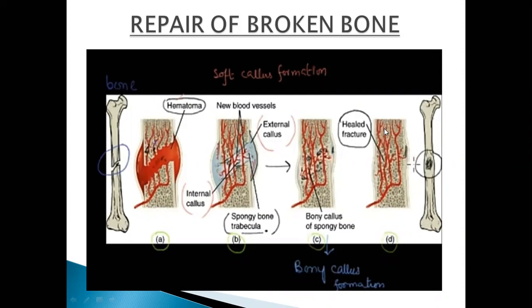Bone formation begins within 3 to 4 weeks with the help of osteoblasts and osteoclasts here. What is the function of osteoclasts here? They break down the cartilage, while the osteoblasts replace it with bone. Now the soft mass is replaced by the hard bone material here.